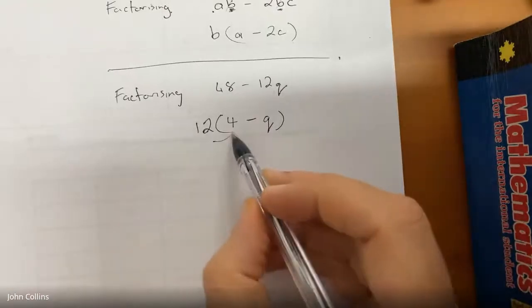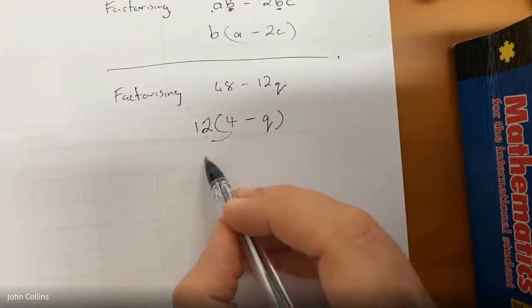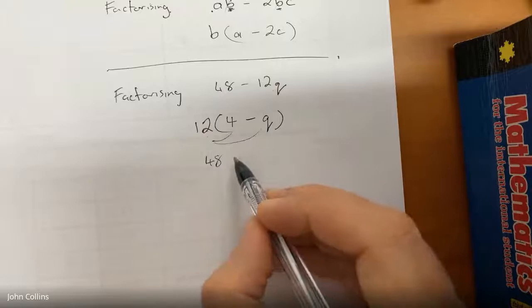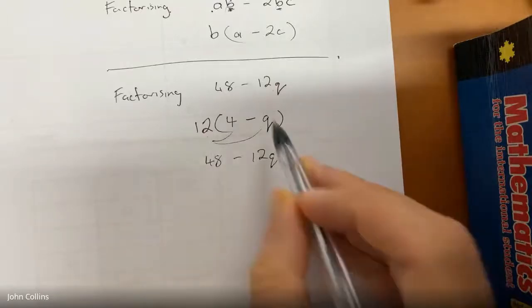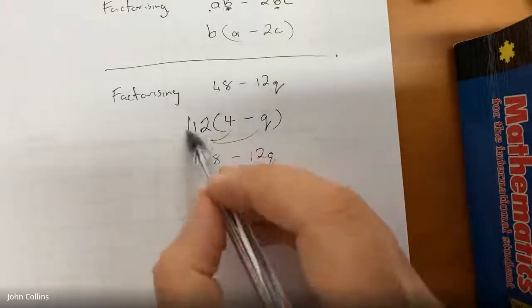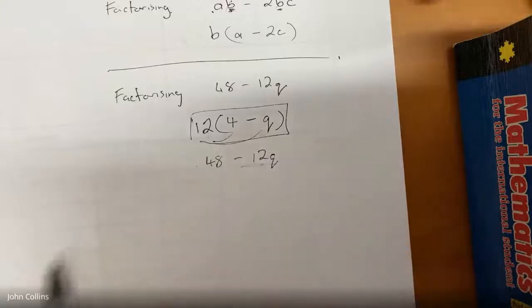So I can test that if I multiply out. 12 times 4 gives 48. And 12 times minus q gives minus 12q. And that's what I wanted to start with. This is the answer. If I want, I can test it like that.